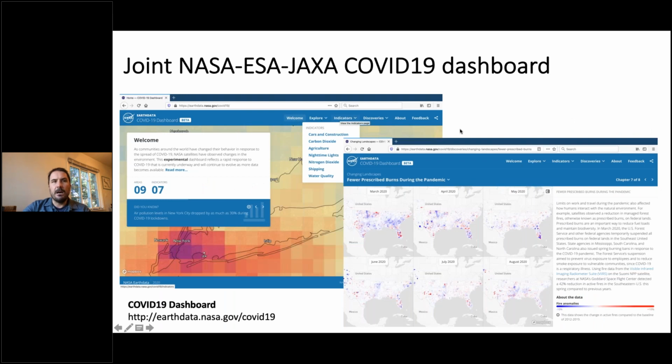Many of these studies can be looked at in a bit more detail through a joint NASA, ESA, JAXA COVID-19 dashboard. So the URL is here, and I think we'll be posting the slides later today or tomorrow so that you can get these links.